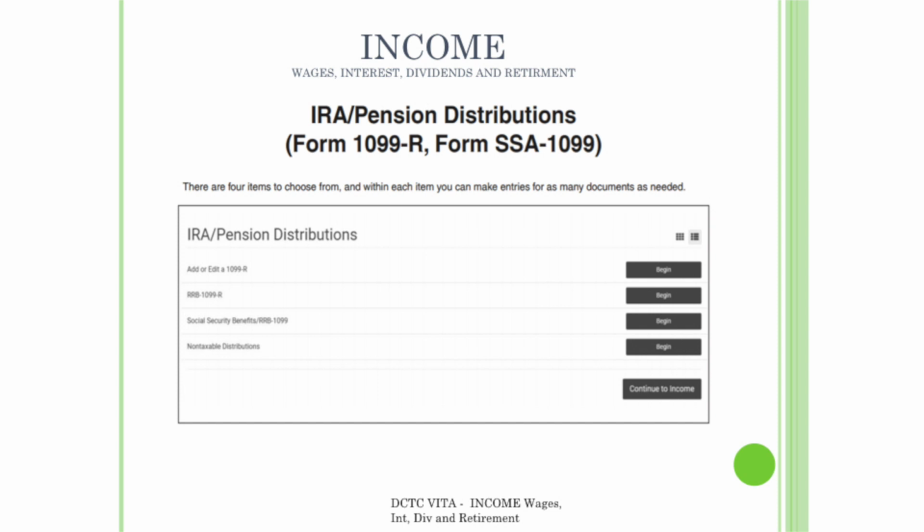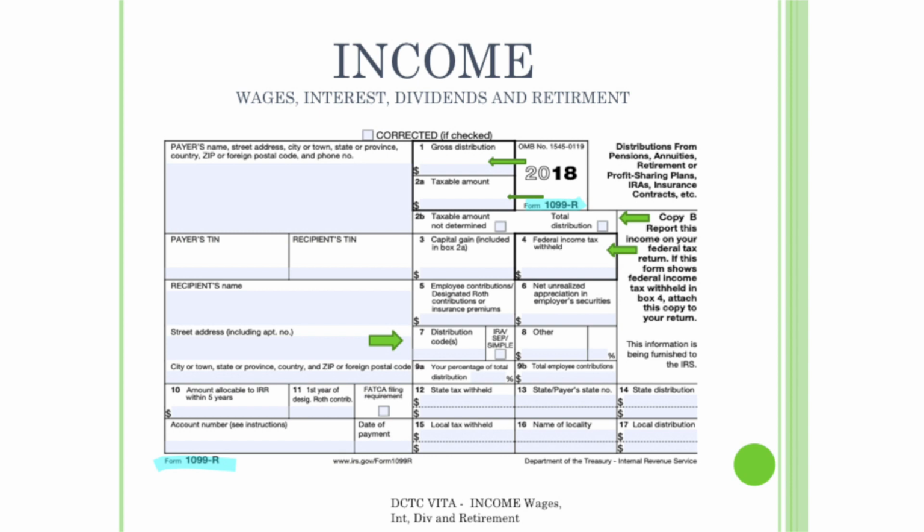So there, now that you know which forms retirement income derives from, let's take a look at the actual 1099-R and the SSA-1099 or the RRB-1099 so that you will recognize it when you see it. Hang in there with me.